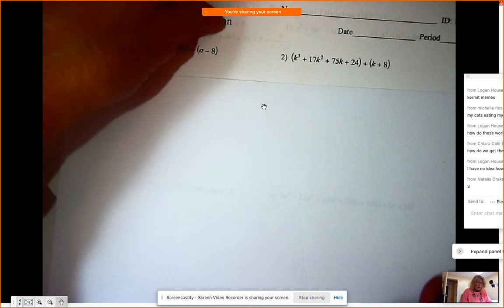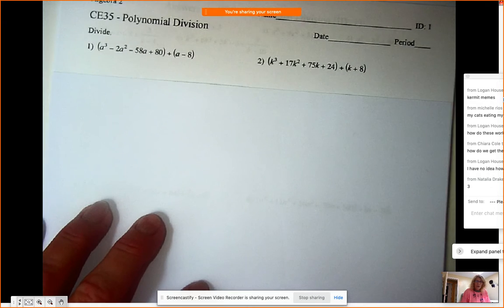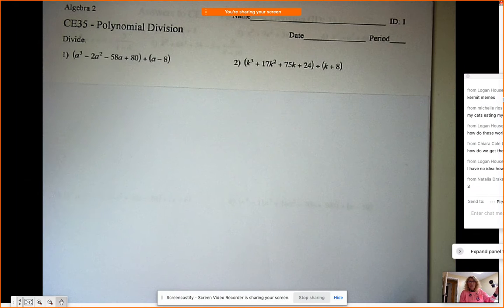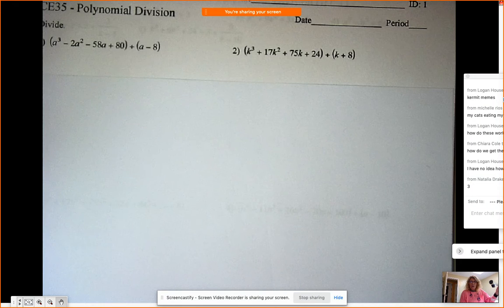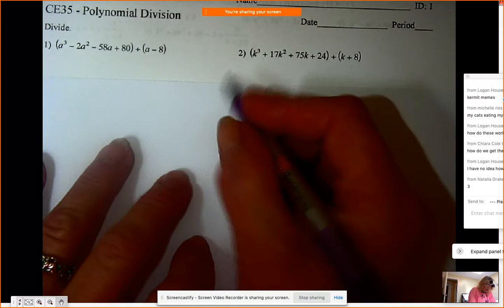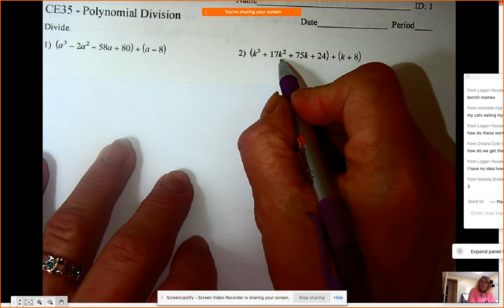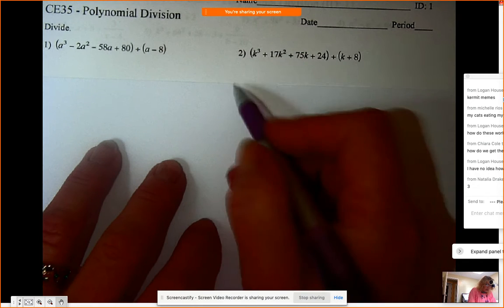Okay, here we go. We're going to learn how to divide polynomials. They usually write it like this, but it's possible they could write it like a fraction. I will start with, it won't matter, I'm going to use x instead of k. I would suggest that to everyone, just because I'm used to x.